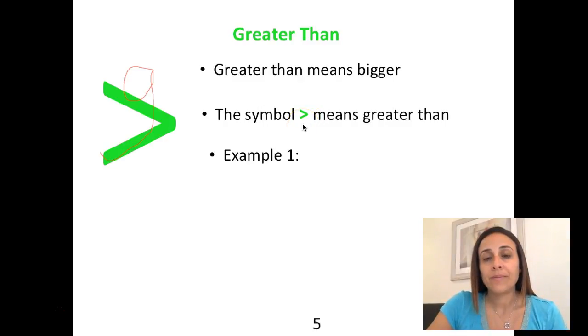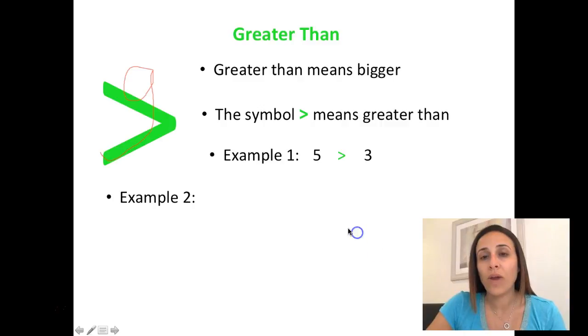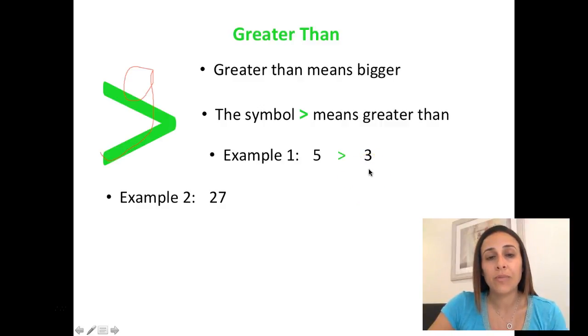Example 1. 5 is greater than 3. Again, we read it from left to right. Example 2. 27 is greater than 24. Again, we read it from left to right.